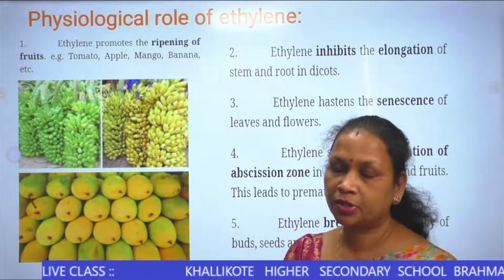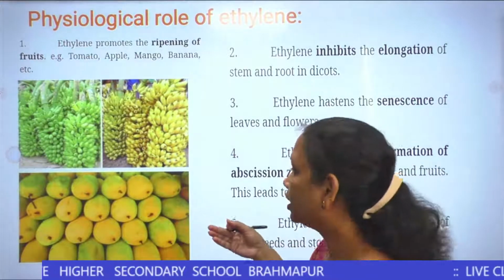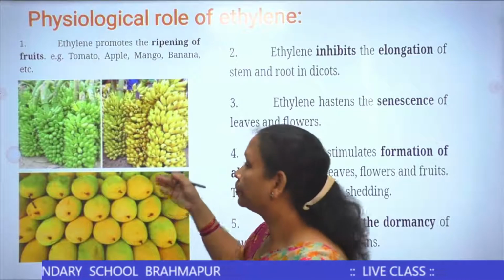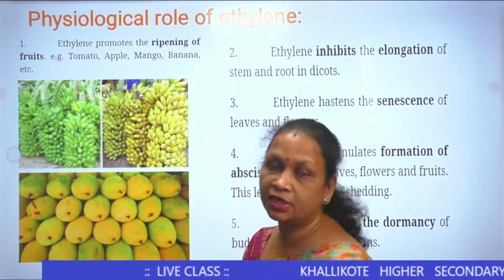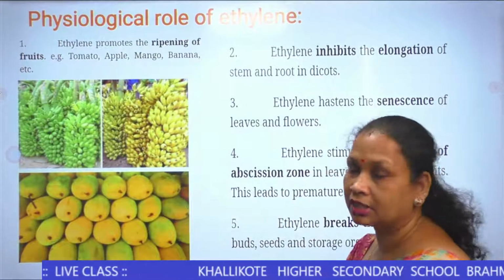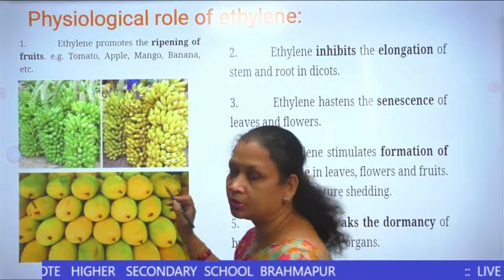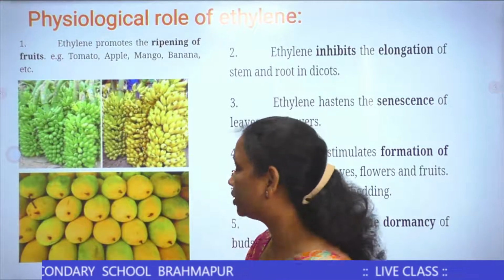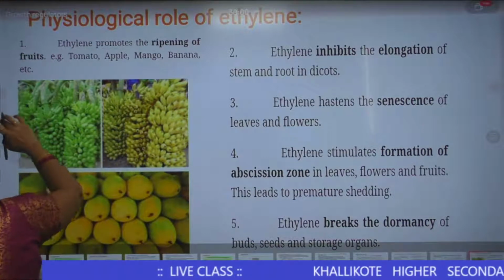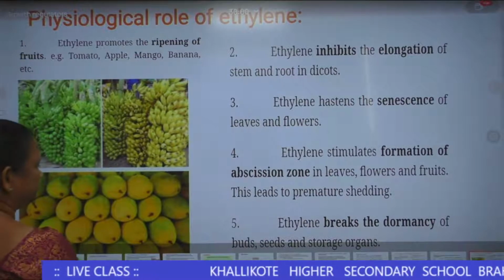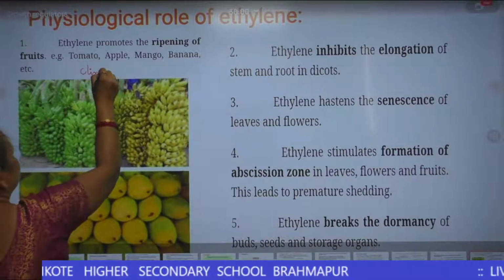Such fruits show a sudden increase in the rate of respiration. What is respiration? It is breakdown. What is photosynthesis? It is synthesis. So, in respiration, when the stored food in the fruit is broken down, heat is released. The heat release that is seen helps in the ripening of the nearby fruits. So, ethylene promotes the ripening of fruits. Such fruits that show a sudden increase in the respiratory rate are called climacteric fruits.